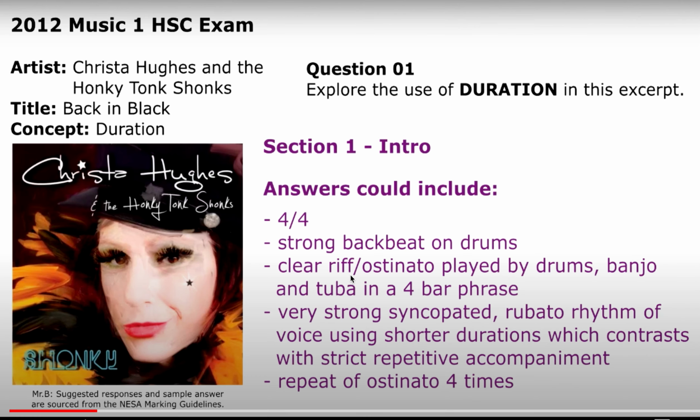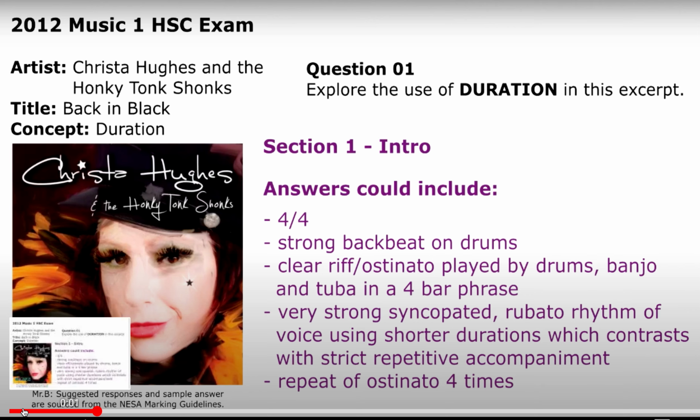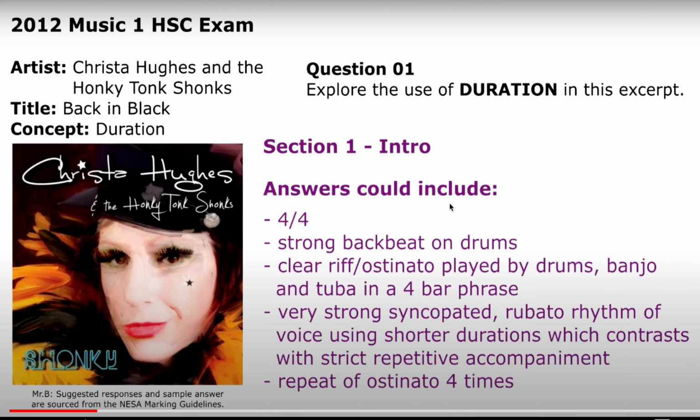There's a clear ostinato, dun dun dun, dun dun dun, played by drums, banjo, and tuba, that lasts for 4 bars. It's also a syncopated ostinato, so it doesn't use straight rhythms. There's syncopated rhythms in there, and also a lot of rests in the opening ostinato. If you listen, it goes bump, ba-da-dum, ba-da-dum. So there's short phrases and long rests in between, and they all relate to the concept of duration.